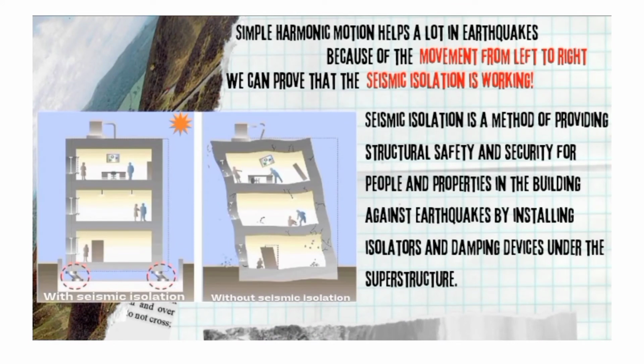Also, simple harmonic motion helps a lot in earthquakes. Because of movement from left to right, we can prove that the seismic isolation is working. It is a method of providing structural safety and security for people and properties in the building against earthquake by installing isolators and damping devices under the superstructure.